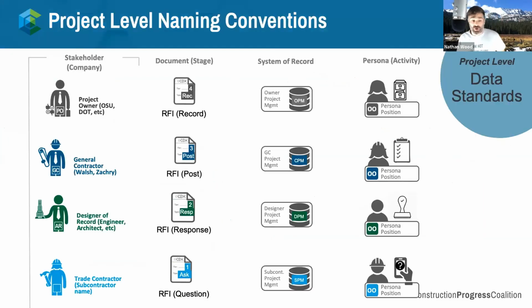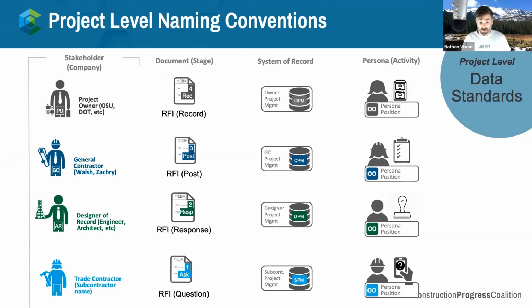But in order to understand that current state and how we fix it, we have to get a common language of the different project level naming conventions, of the different stakeholder companies, because an oil and gas project is going to be very different from a hospital project as far as how many different stakeholders are involved in the design and construction. So we have to establish who those different stakeholders are. We've got to look at the document itself, whether it's the RFI, and the different stages that the RFI goes through.